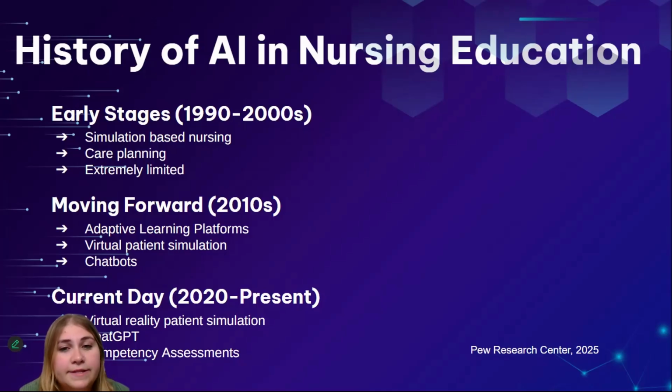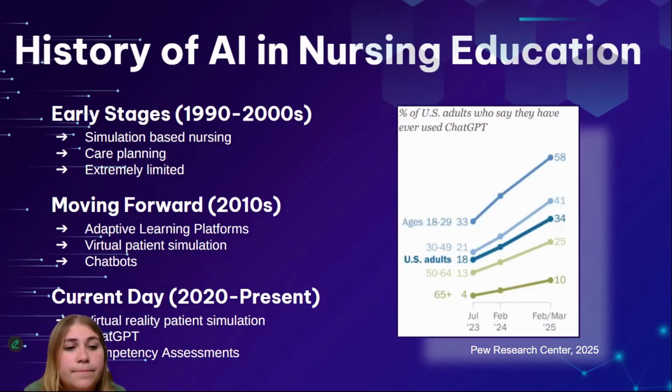If you look on the right of the slide, you'll see a graphic presented by the Pew Research Center, which basically shows the uptick of individuals who have stated that they've used ChatGPT. So it starts in July of 2023 and ends in February/March of 2025. And you can see that there was a really large uptick in the age group of 18 to 29-year-olds, which happens to coincide with the majority of college students.